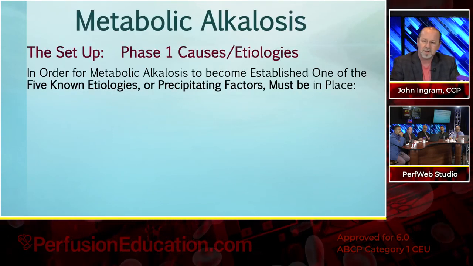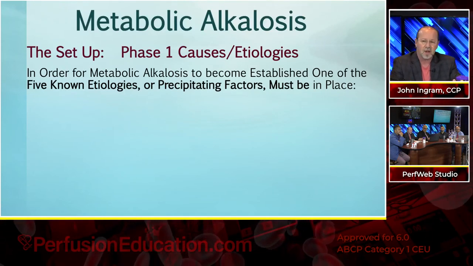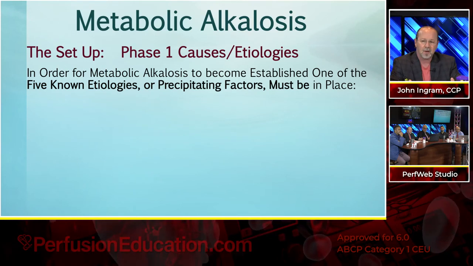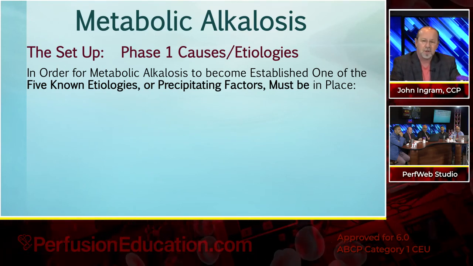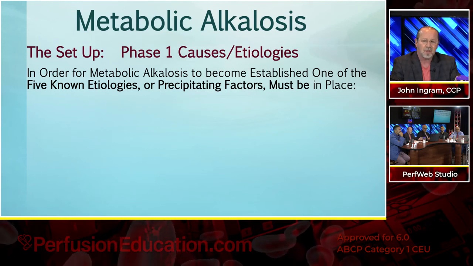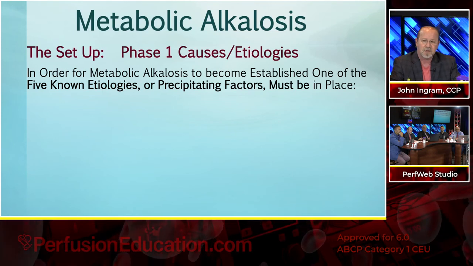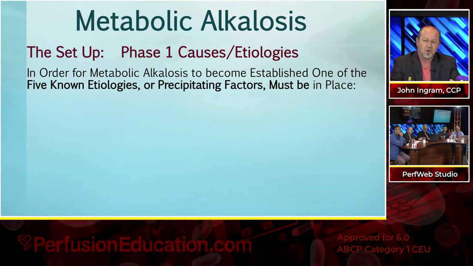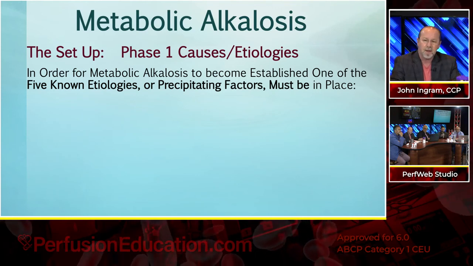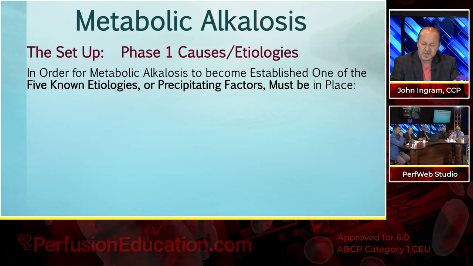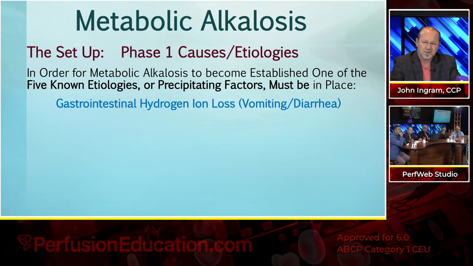So what happens here is that there's a setup, or a phase one, or a cause or etiology of how you became alkalotic in the first place. In order for the metabolic alkalosis to become established, there's basically 5 known etiologies, or what some people call precipitating factors. This term is not scientific, but it's one that some people use.